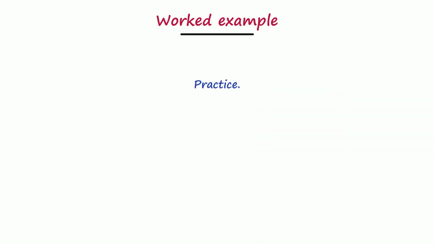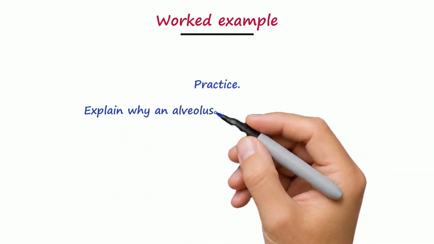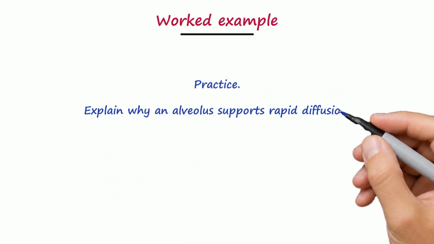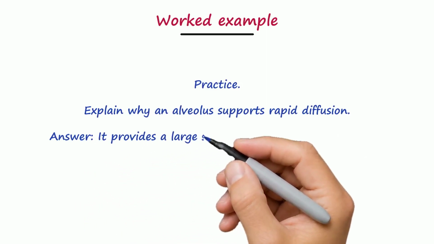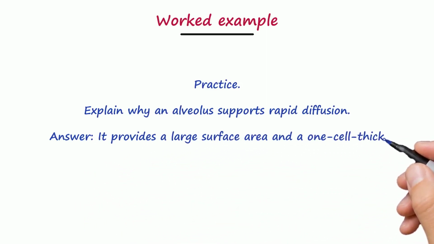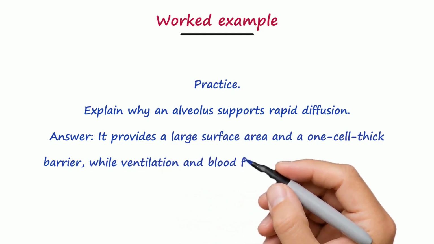Practice. Explain why an alveolus supports rapid diffusion. Answer: it provides a large surface area and a one-cell thick barrier, while ventilation and blood flow maintain steep oxygen and carbon dioxide gradients.